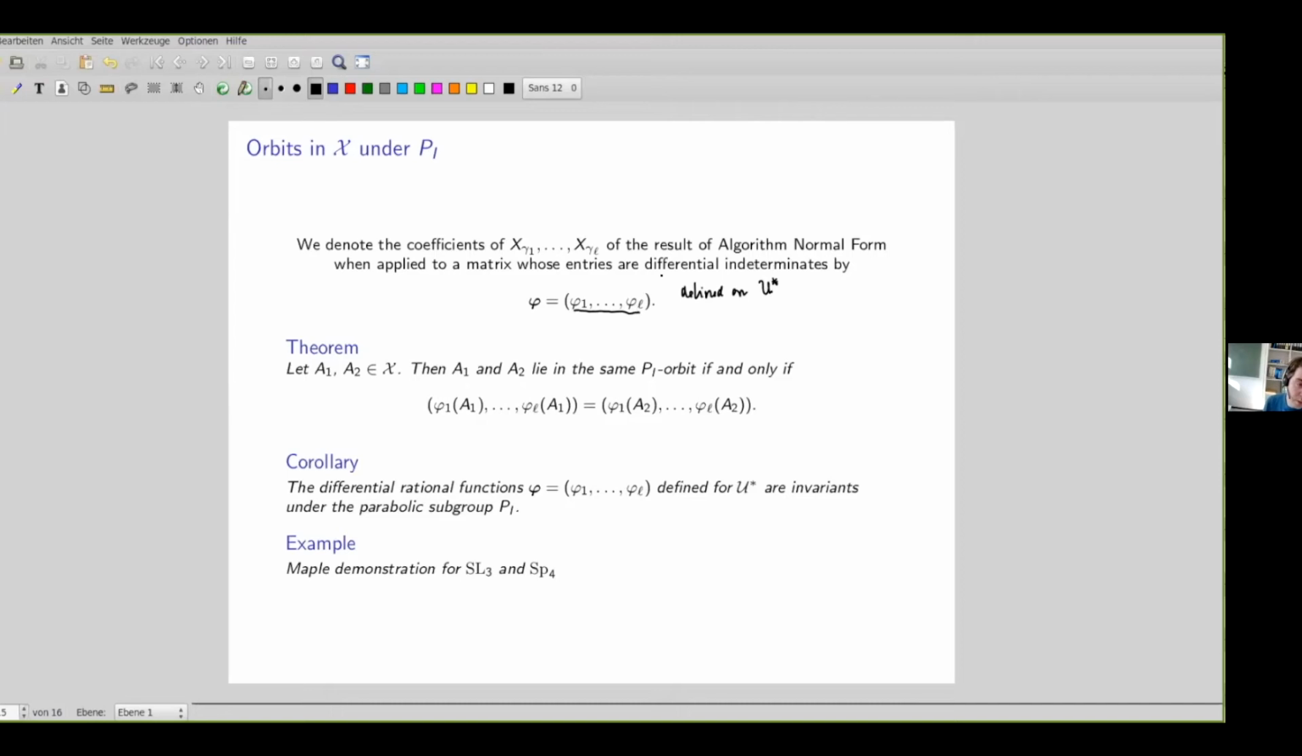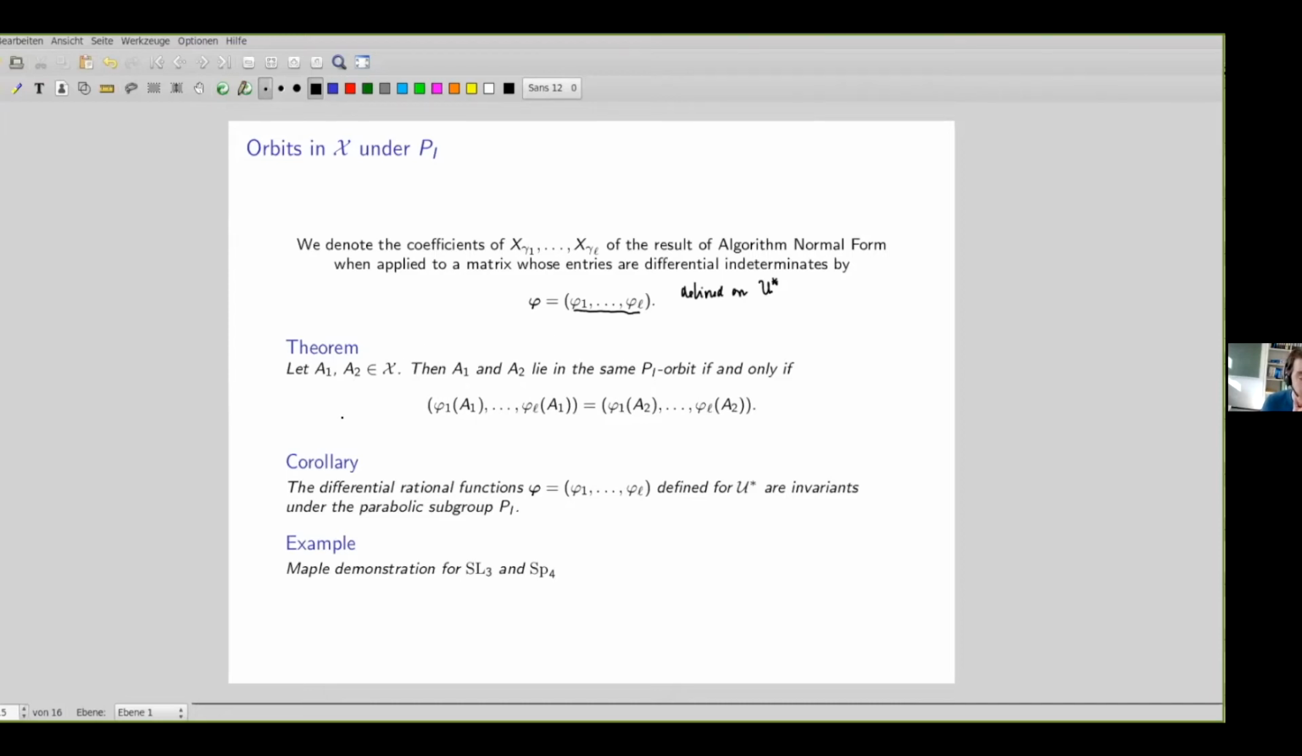Because when we normalize the simple roots, we have to divide by the pivot elements we used to get there. So it's only defined on U star. And how can we define it on the whole set mathcal X? Well, we extend it to the set by saying the value is the coefficients of x gamma 1 up to x gamma L in the normal form of these matrices.